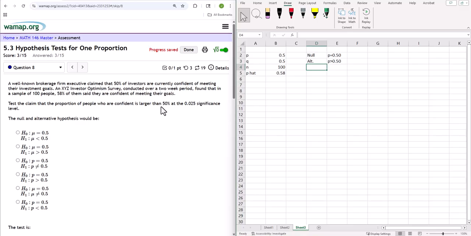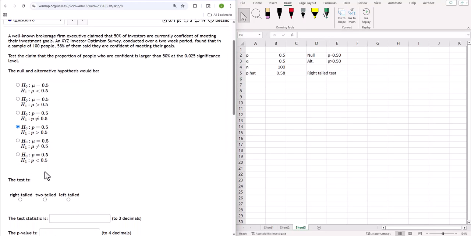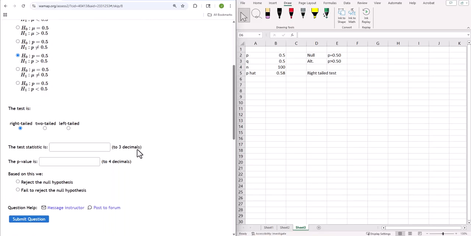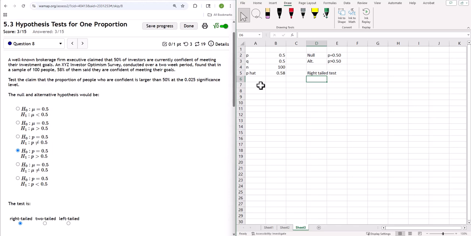And now we can either be left-tailed, right-tailed, or two-tailed. Looking at our alternate hypothesis, we have P is greater than 0.50, so this is going to be a right-tailed test. So, going down here, checking out our stuff. We're talking proportions here, so this would be two-tailed, this here is right-tailed, so we have the correct one. And this is right-tailed. So now we need a test statistic, a p-value, we need to make a decision, and do our stuff there.